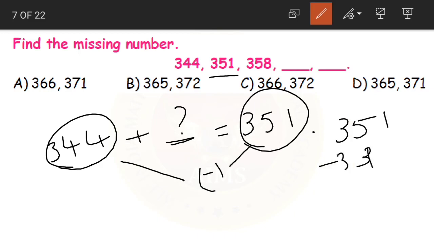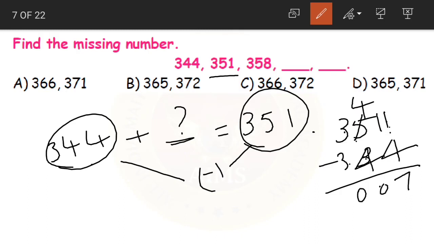351 minus 344. Now again 1 we need to borrow from 5. So 11 minus 4 becomes 7. 4 minus 4 is 0. 3 minus 3 also 0. So what answer did we get? 7. 344 plus 7 is equal to 351.